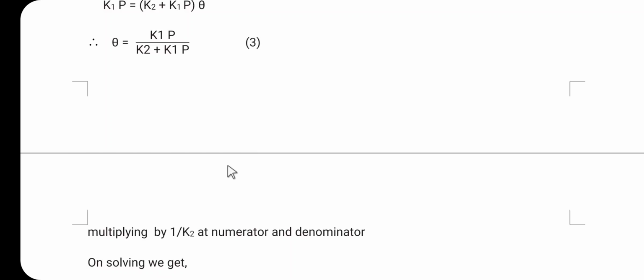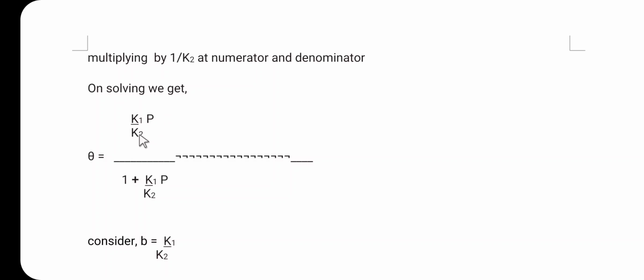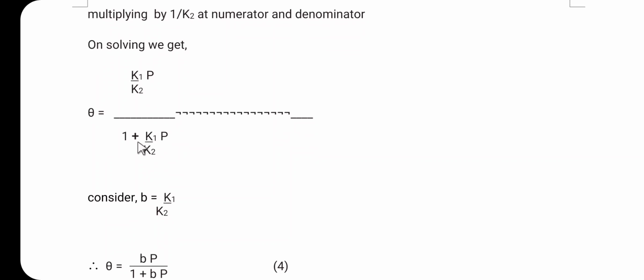Theta is taken as common, and from this we can write that theta is equal to K1 P divided by (K2 plus K1 P). This is equation number 3. Now multiplying the numerator and denominator of the right hand side of equation 3 by 1 upon K2, equation 3 can be written as theta is equal to (K1 by K2) into P divided by 1 plus (K1 by K2) into P.